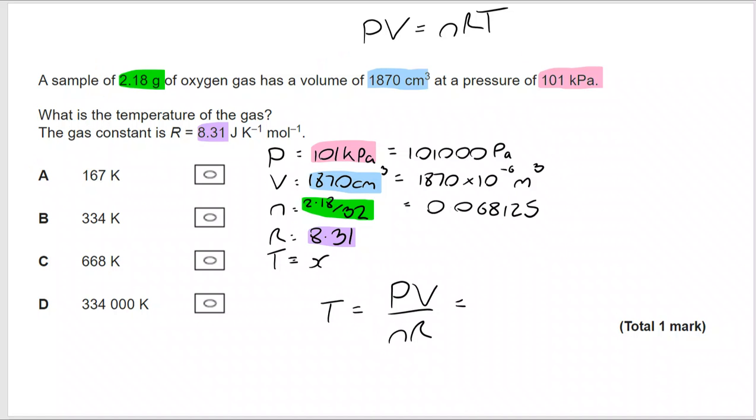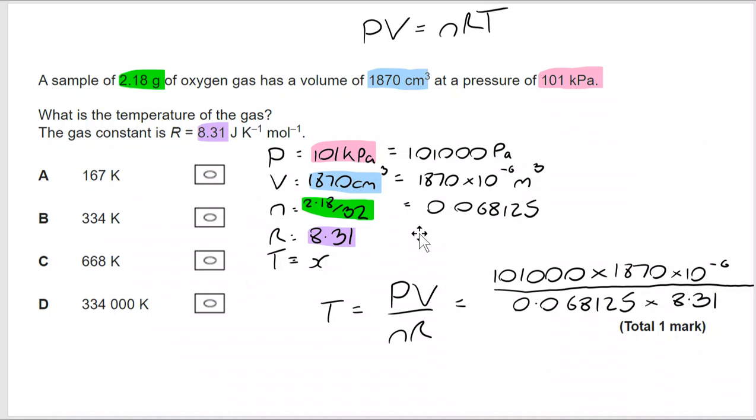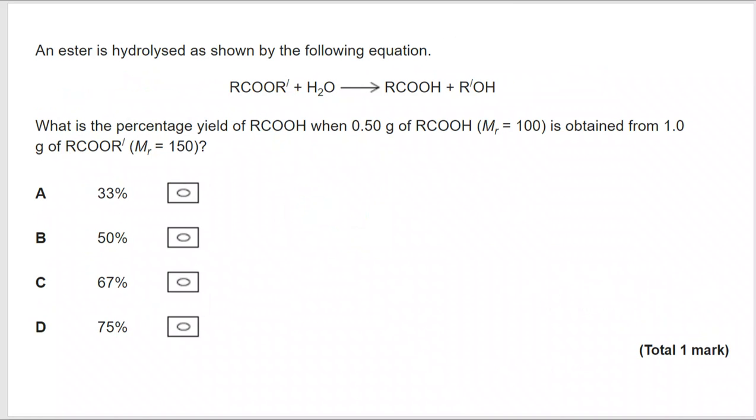I've got my 4 figures to put in to PV equals nRT rearranged. T is PV over nR. So I'm now going to substitute those figures in, and I've got my 101,000, my 1870 by 10 to the minus 6, they go on the top. I've got my number of moles and my R value that go on the bottom. And if I go through the whole of that calculation, I get to a value of 334 Kelvin. Now you'll see here they've given you an option of 334,000 Kelvin. It's working on the basis that you will forget to convert some of your units. Moving on to the next question.